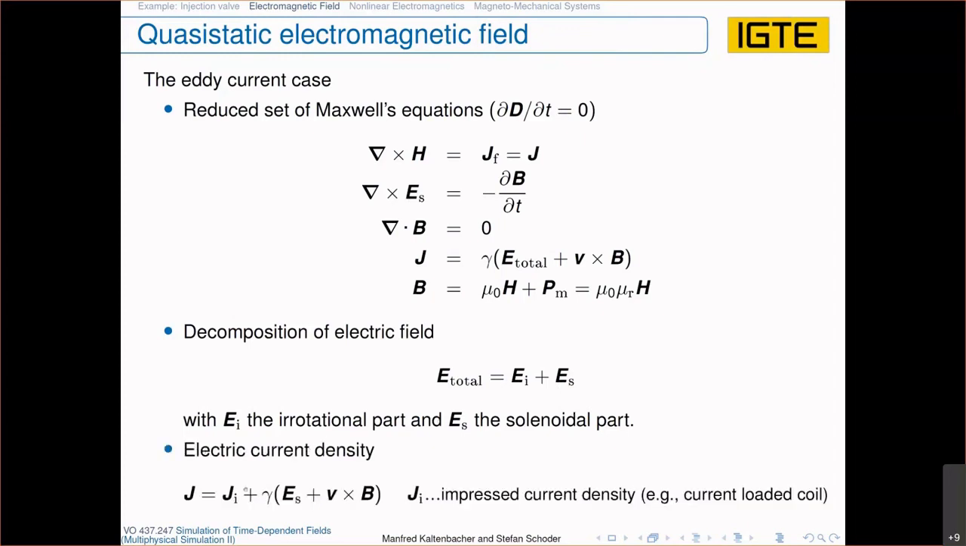density into a current density which we know, which is the impressed current density, for example, in a current loaded coil, plus this Ohm's law, where we have the solenoidal part of the electric field and this term when we have any moving deforming bodies in a magnetic field which have a conductivity. Otherwise, this term clearly will not show up.